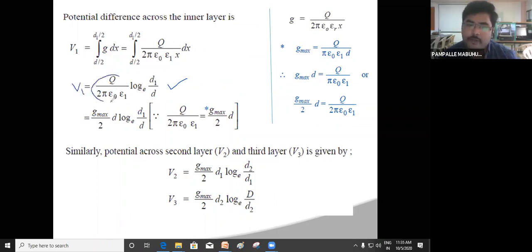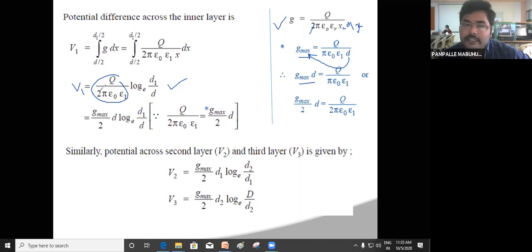Instead of Q by 2 pi epsilon naught epsilon 1, you can write it in terms of G max into d. How can you write like this? See here, the general condition is G is equal to Q by 2 pi epsilon naught epsilon r x. Here you will have the maximum potential gradient at the surface of the conductor, so in place of x you get d by 2. When you get d by 2, the 2 will get cancelled. Then G max will be Q by pi epsilon naught epsilon 1 into d. Now you bring this small d to this side, so G max into d is equal to Q by pi epsilon naught epsilon 1.